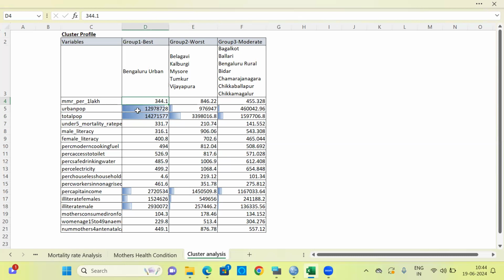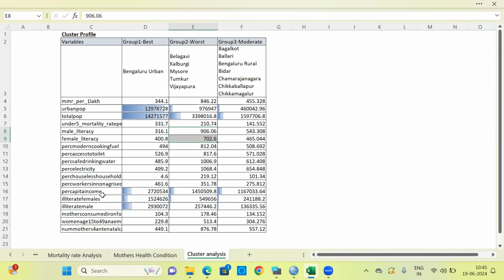Let's look at urban population. As expected in group 1, you have a higher number. I've also considered some of the other parameters like male literacy and female literacy. When it comes to male literacy, the biggest number that I'm seeing here is 906, which is group 2. You may ask me why have I called this as the worst performing districts. I'm using the word worst only when it comes to MMR, not with respect to other parameters. In fact, for male literacy rate as well as for female literacy rate, group 2 is doing a lot better.